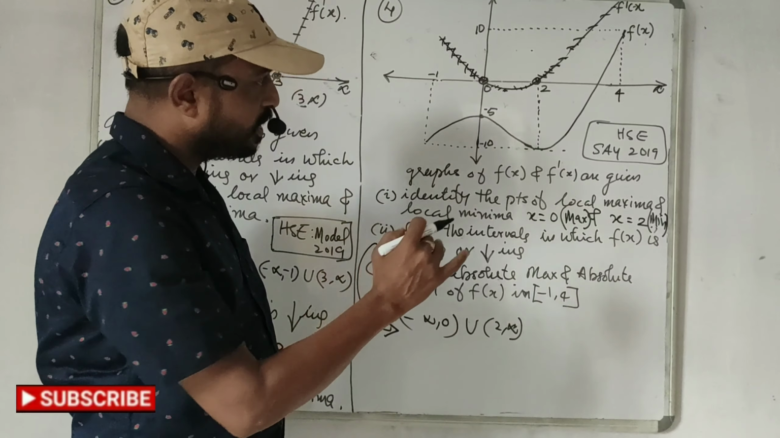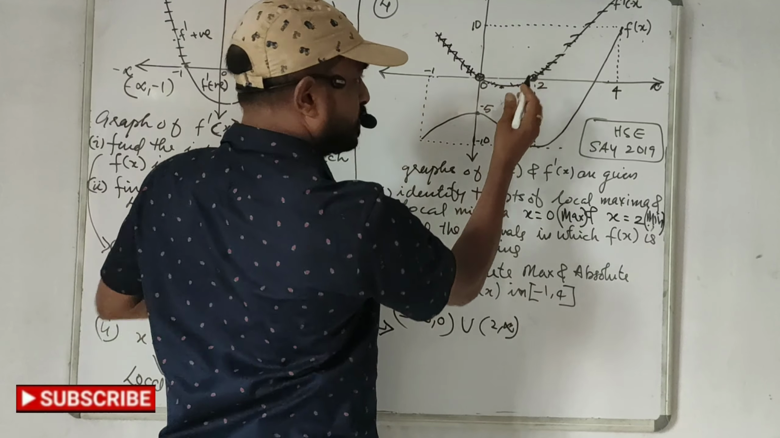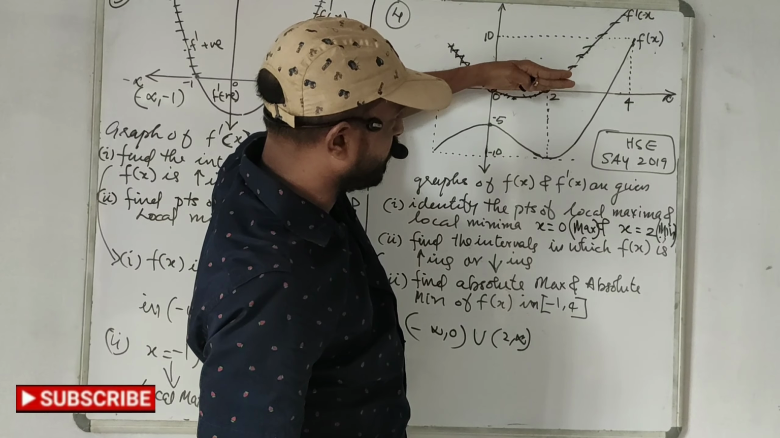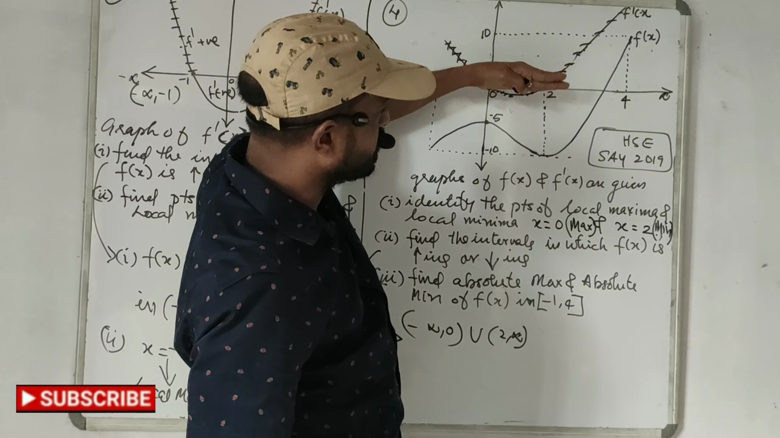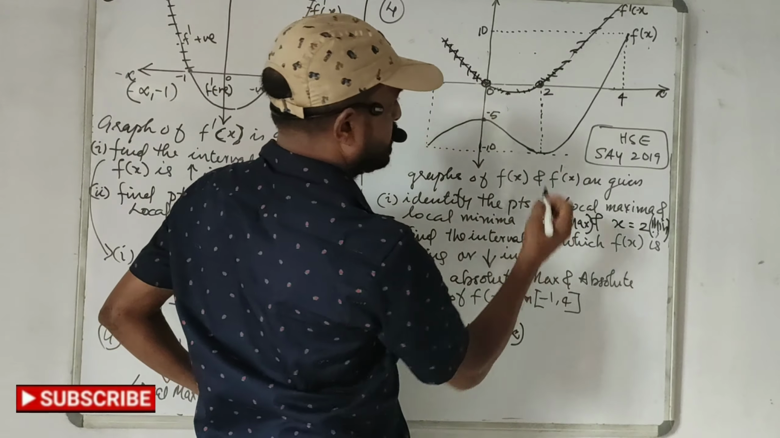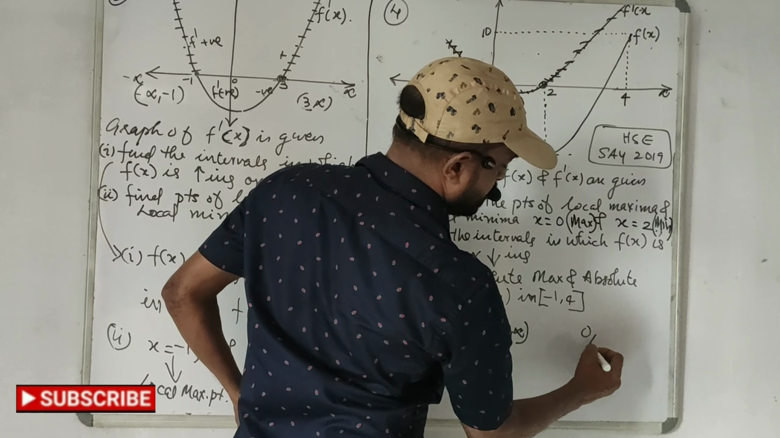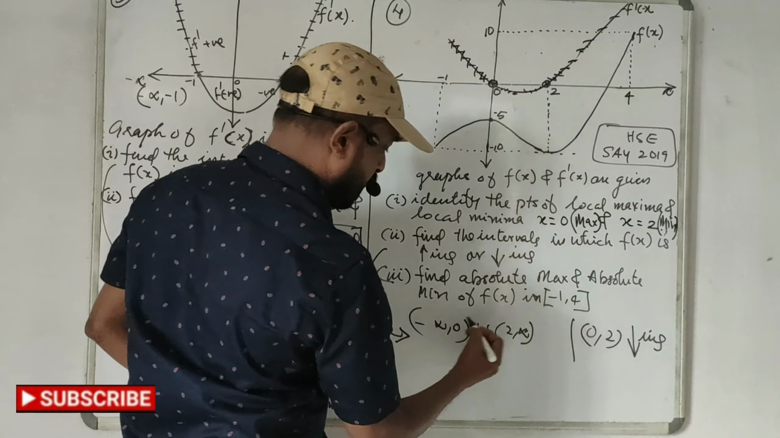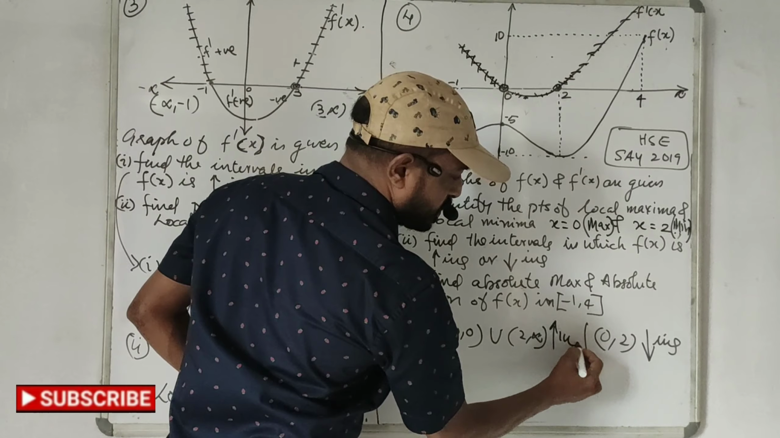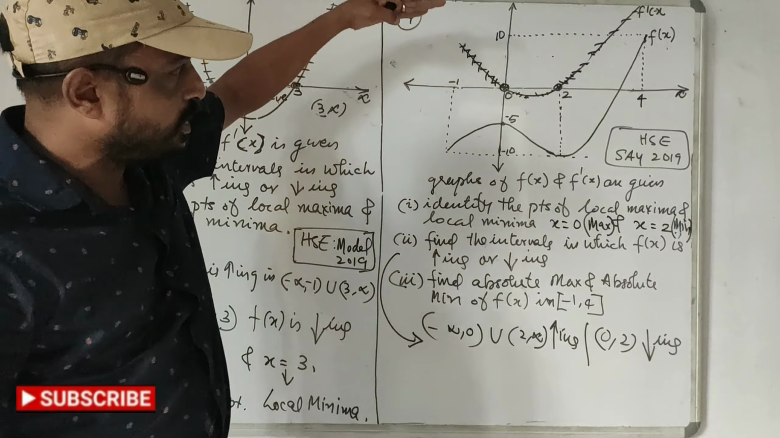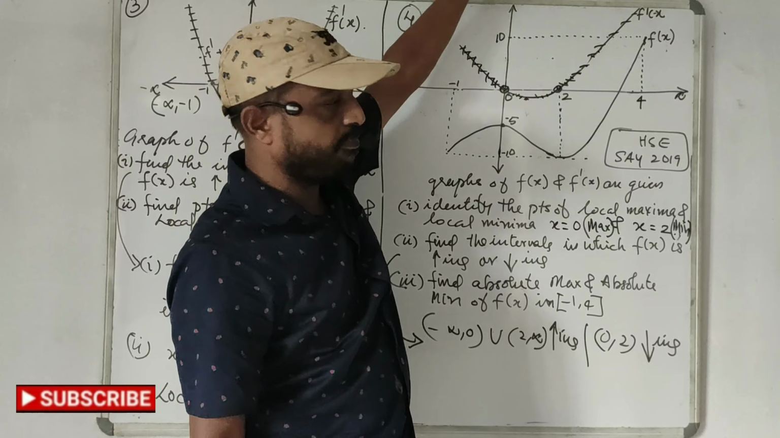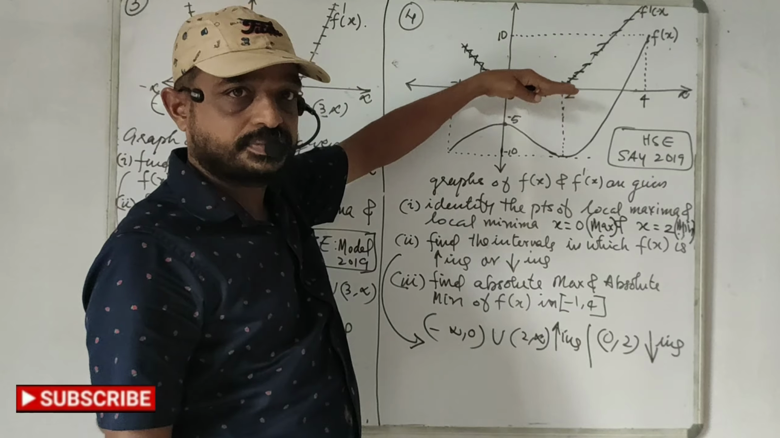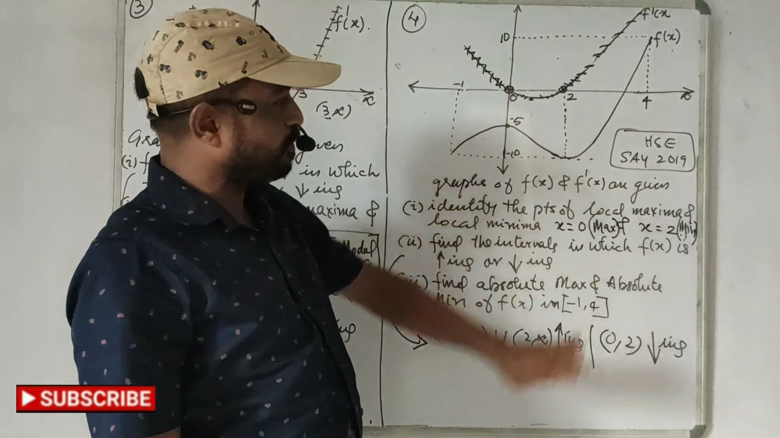See, f dash of x is negative in the interval 0 to 2. In the interval 0 to 2, the graph of f dash of x is below the x axis, or f dash of x is negative. So f of x is decreasing in 0 to 2, and in this other interval f of x is increasing. Increasing means the graph of f dash of x is above the x axis. Decreasing means the graph of f dash of x is below the x axis. So find the corresponding interval.